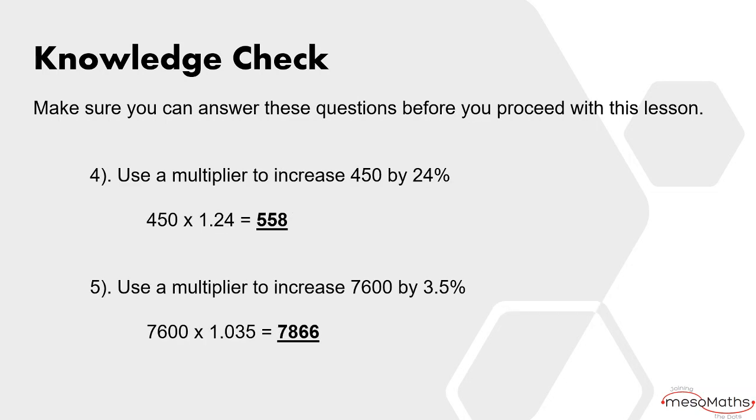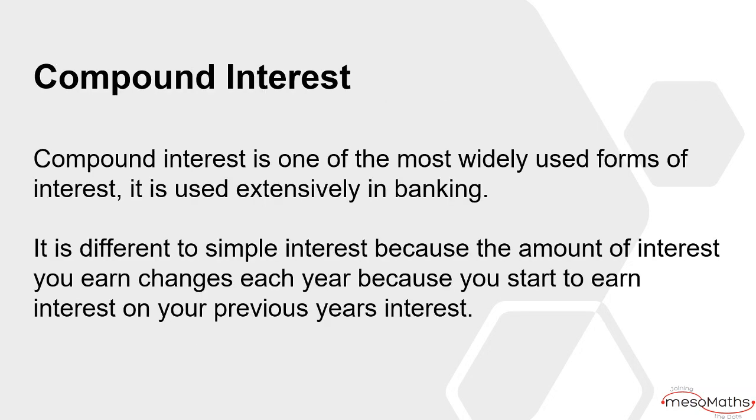Question 4, use a multiplier to increase 450 by 24%. The calculation would be 450 multiplied by 1.24, giving you 558. And the last question, use a multiplier to increase 7,600 by 3.5%. So you do 7,600 multiplied by 1.035, giving you a final answer of 7,866.